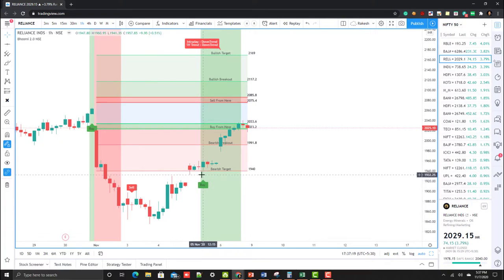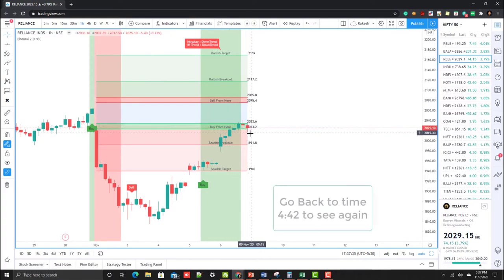And in the higher time frame levels, on 5th of November, we have a buy. So definitely the stock is bullish, and the possibility of reaching till here was very high. And if you see, the buy from here has again acted as a resistance, as we spoke about the reversal and breakout zones.